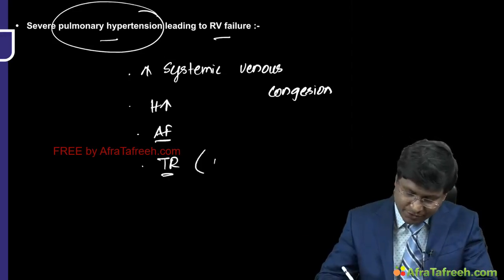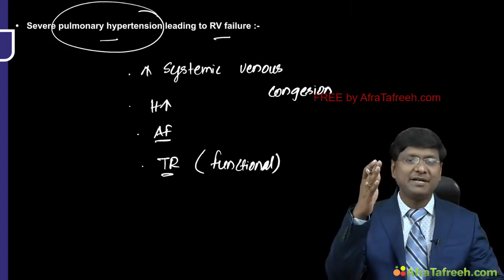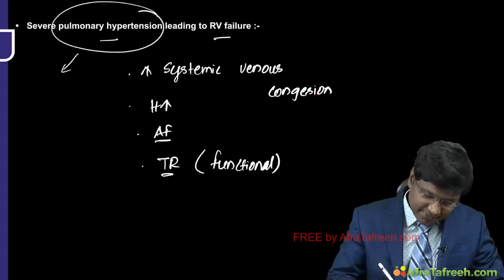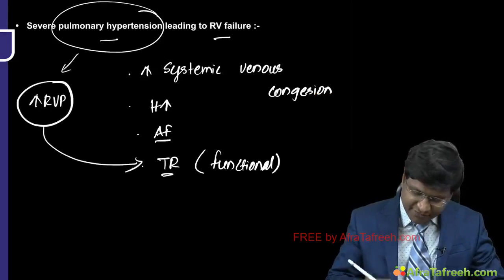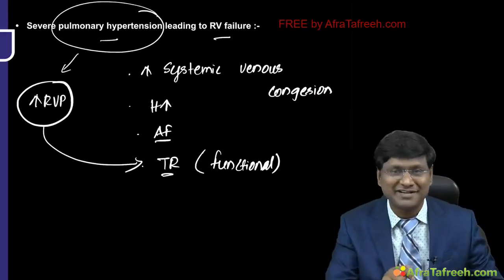And what is this due to? This will be functional tricuspid regurgitation. That is because of the increase in pulmonary arterial pressure. There will be an increase in the right ventricular pressure, and this increased right ventricular pressure is the one responsible for tricuspid regurgitation, and that too a functional tricuspid regurgitation.